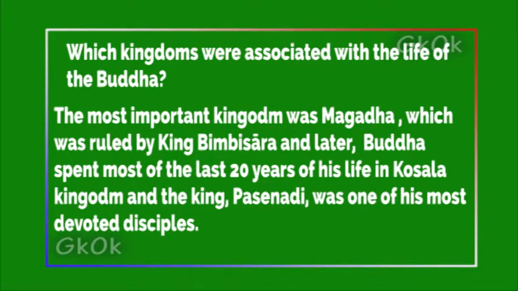Which kingdoms were associated with the life of Buddha? The most important kingdom was Magadha, which was ruled by King Bimbisara. Later, Buddha spent most of the last 20 years of his life in the Kosala kingdom, and King Pasenadi was one of his most devoted disciples.